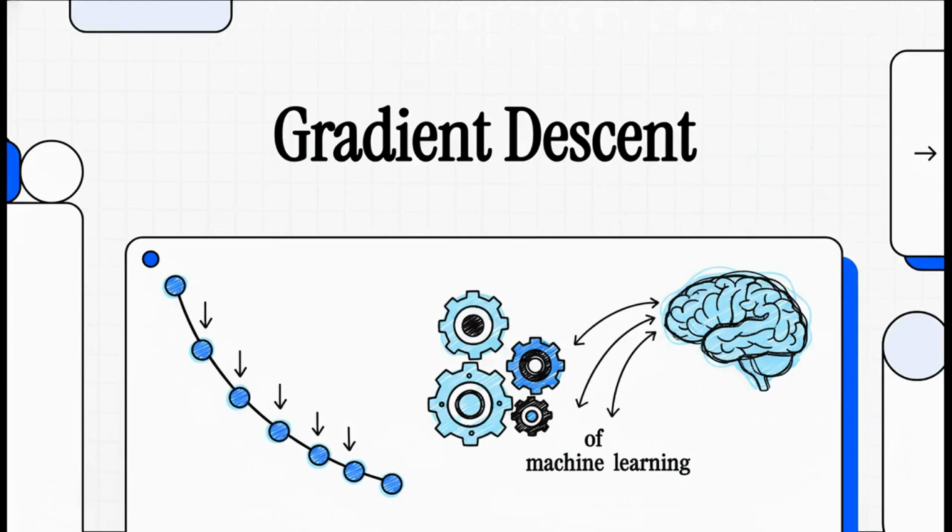Today, we're digging into the engine that powers almost all of machine learning, gradient descent. It's the core algorithm that lets machines actually learn from their mistakes. So let's get right into it.